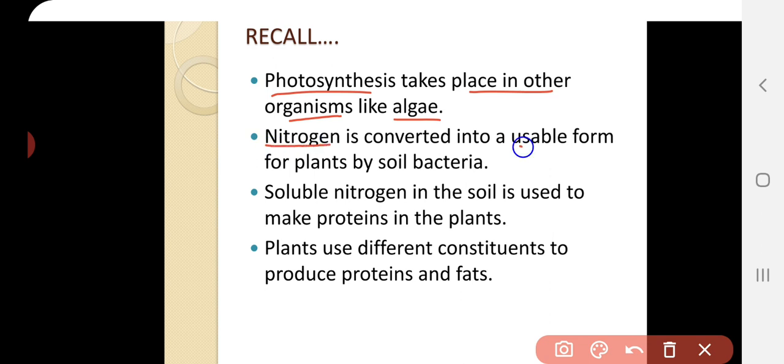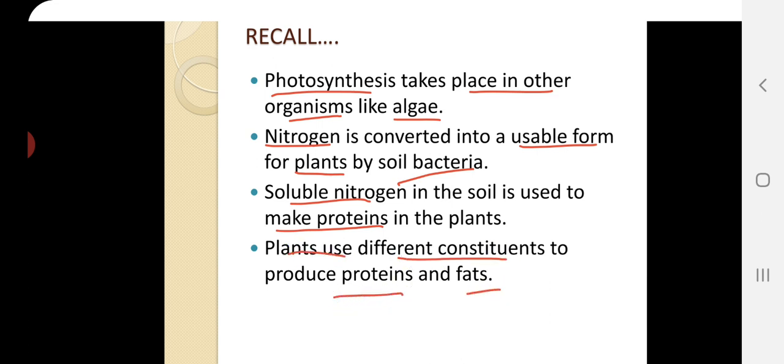Nitrogen is converted into a usable form for the plants by soil bacteria. So the nitrogen is not directly used by the plants. So they seek the help of the bacteria, and this bacteria converts the atmospheric nitrogen into the usable form. This soluble nitrogen helps the plant to make proteins, which is the other food component. Plants use the different constituents to produce proteins and fat.